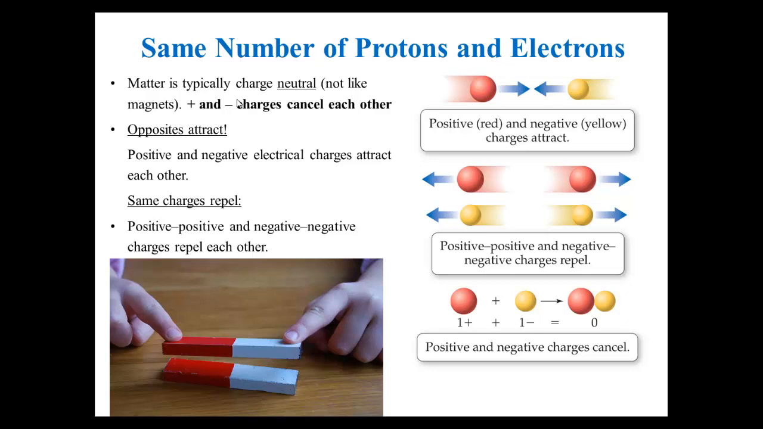The way to think about this is that opposites attract. So positive and negative electrical charges attract each other. Like this picture here, we have the red is a positive and the yellow is a negative. They join together, and when they join together, they actually cancel out the charges, so a positive 1 plus a negative 1 gives you a 0. Those charges cancel each other out. If you were to have the same charge, like a positive and a positive, or a negative and a negative, they would actually repel each other. Like this picture of the magnet where this kid's trying to put it together and it just keeps repelling.